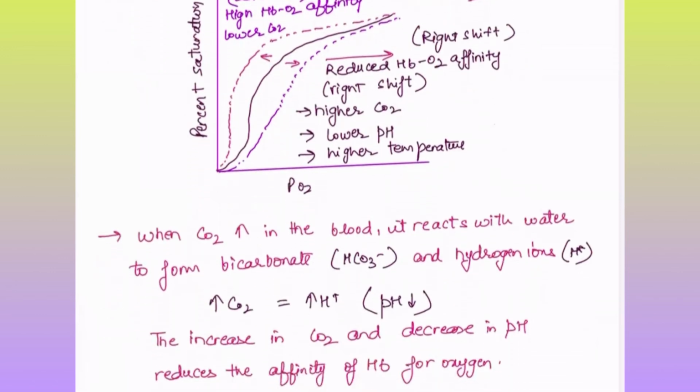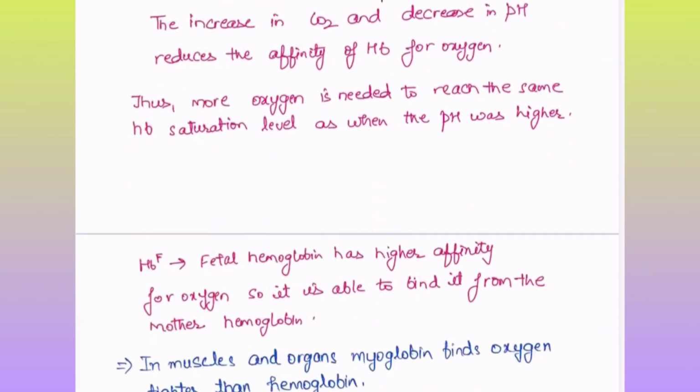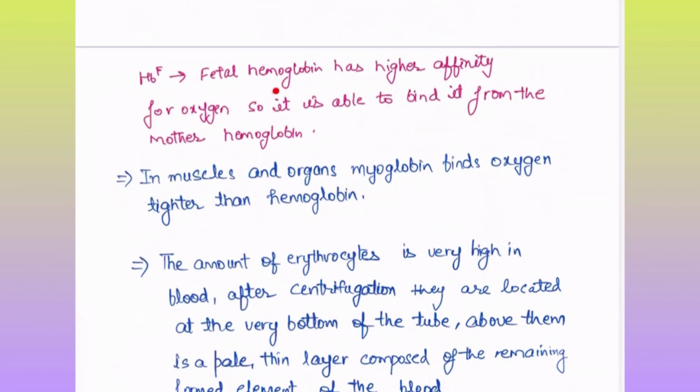When carbon dioxide concentration in the blood increases, it reacts with water to form bicarbonate and hydrogen ions, and thus pH decreases. The increase in CO2 and decrease in pH reduces the affinity of hemoglobin for oxygen. Thus, more oxygen is needed to reach the same hemoglobin saturation level as when the pH was higher. Fetal hemoglobin has higher affinity for oxygen, so it is able to bind it from the mother's hemoglobin.